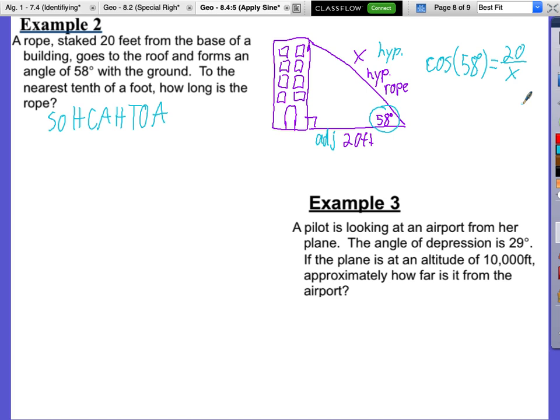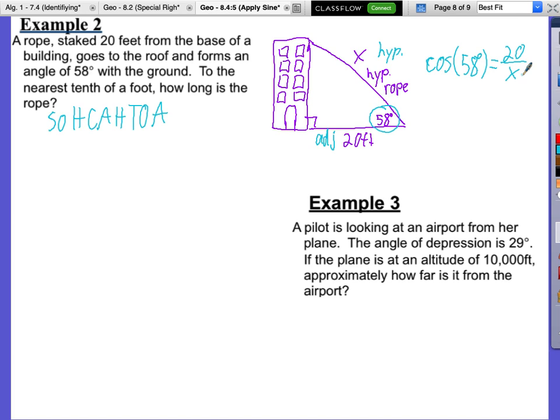So now, mathematically, what would we do to solve for x? Currently, where's x at? On the bottom. Stop throwing out guesses. X is currently in the denominator. Do we want it to be in the denominator? No. So we need to think, how do we get it out of the denominator?